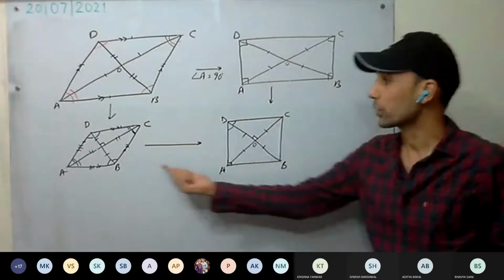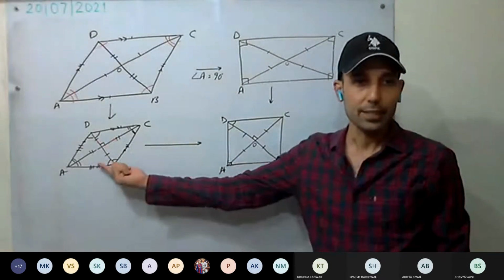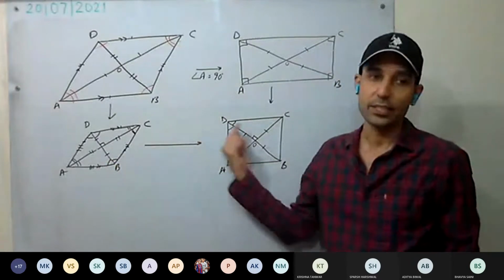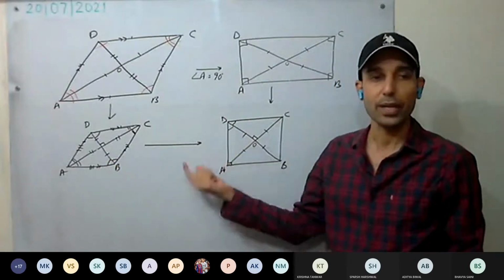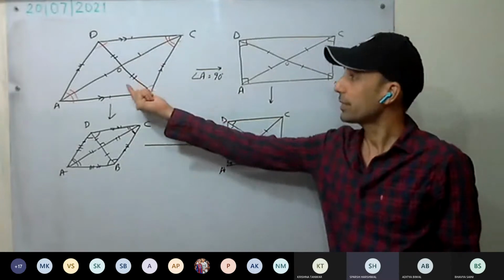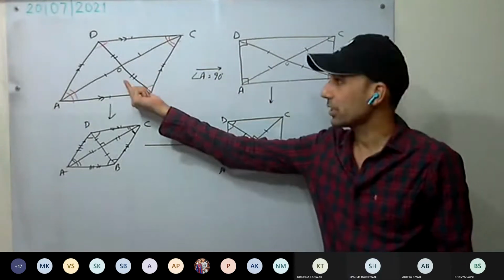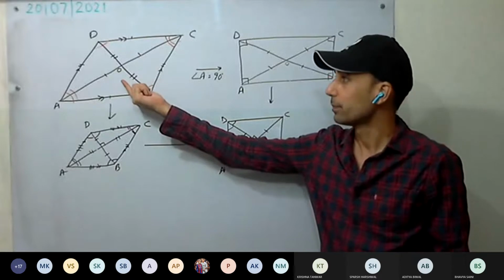This is clear. So in square and rhombus, diagonals meet at 90 degree. As well, they bisect the angles. They bisect each other as well. This is clear, in square and rhombus only. Whereas in a parallelogram, they do not meet at 90 degree. They bisect each other, diagonals bisect each other, okay?